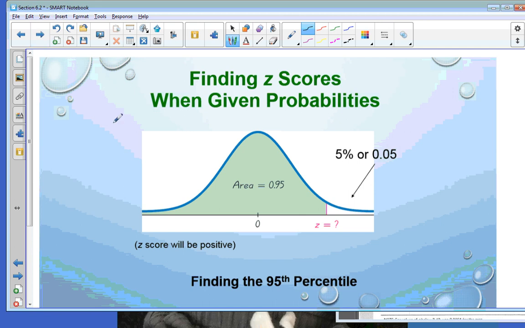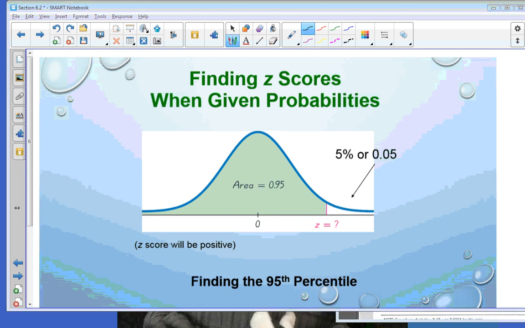So here we have an example of finding the area that's under the curve. Here it is. It's telling us it's 0.95. And it's the same thing as finding the 95th percentile, because 95th percentile would mean that 95% of the people were at that level. So what's left over if I have a 95 percentile? Well, there's only 5% or 0.05. So I've got to find that z-score.